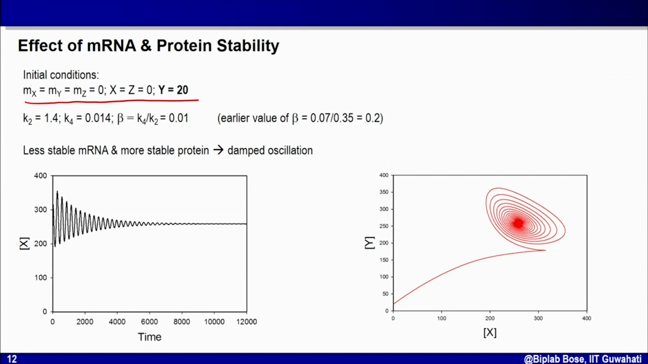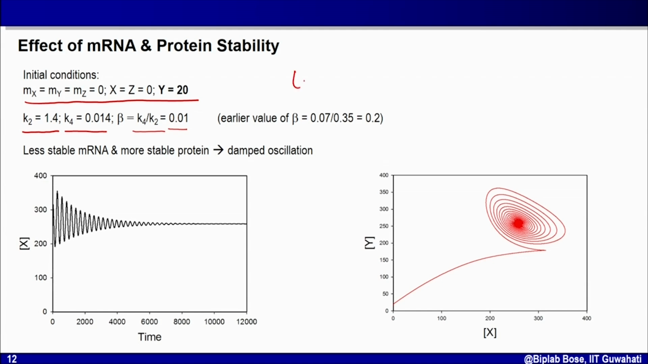a limit cycle oscillation. But what I did in this simulation, I increased K2 to 1.4 from 0.07. Initially K2 was 0.07, and I decreased K4 from 0.35 to 0.04. So I am increasing the K2, that means I am making mRNA less stable. I am decreasing K4, that means I am making the protein more stable. So if I look into the ratio of K4 and K2, I have beta equal to K4 by K2, and that is equal to 0.01.